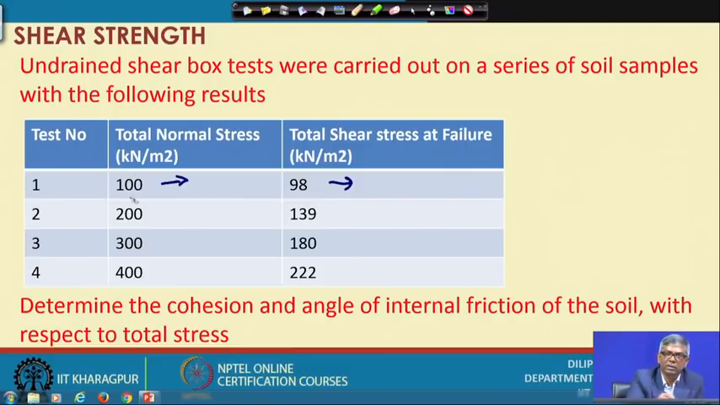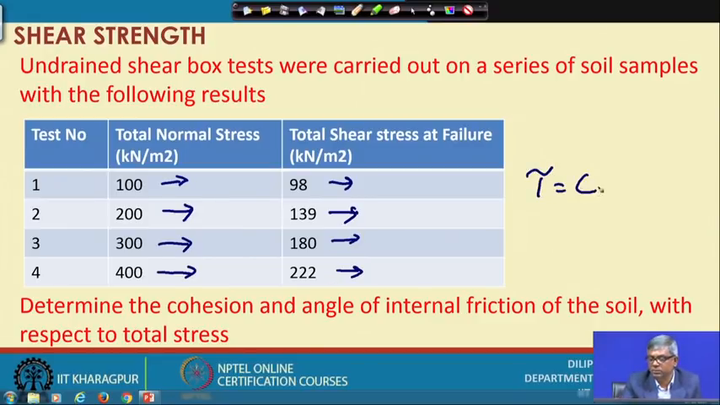So, this is one set of data you suppose you have got. Then I have increased the normal load to 200 kPa, and the corresponding shear is 139. Then we increased the normal stress to 300, and the corresponding shear stress is 180. Then we increased the normal stress to 400, and the corresponding shear stress is about 222.